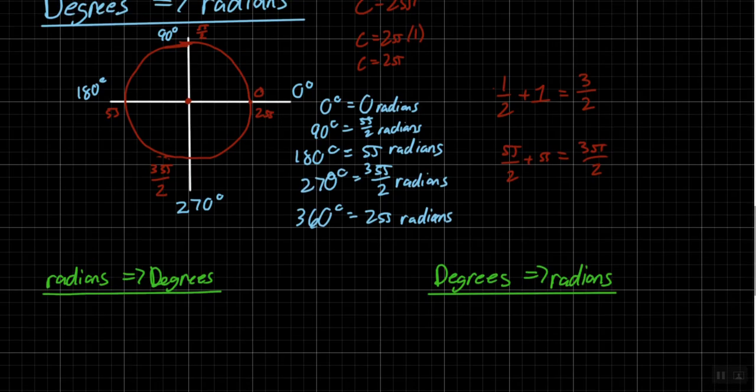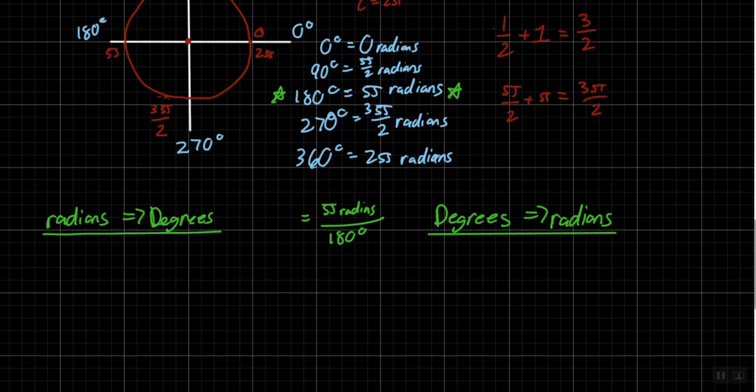Now I want us to look at this one right here. 180 degrees equals pi radians. Okay, that is true. I can also write this as a clever choice of 1, which is pi radians over 180 degrees. That just equals 1. That's a clever choice of 1. Okay, we're going to use that. So, radians to degrees.